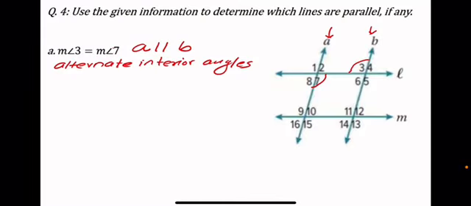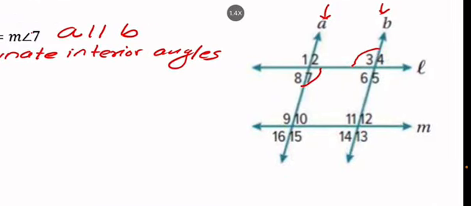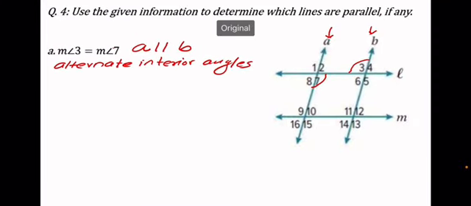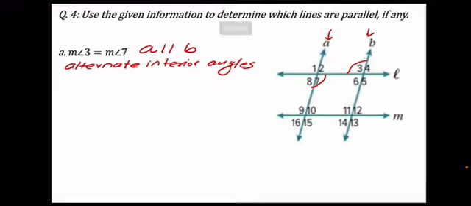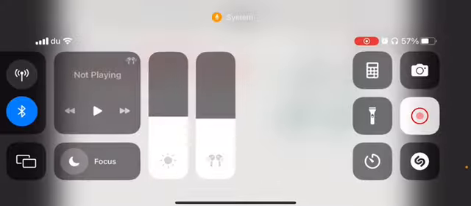So the question says, use the given information to determine which lines are parallel, if any. The information they provided us with is that angle 3 and angle 7 are equal. Based on previous studies, we can tell that angle 3 and angle 7 are alternate interior angles. Now, what can we conclude from that statement? We can conclude from that statement that line A and line B are parallel.